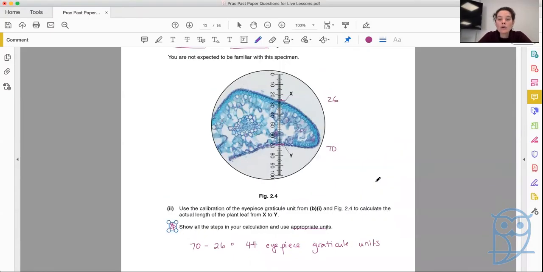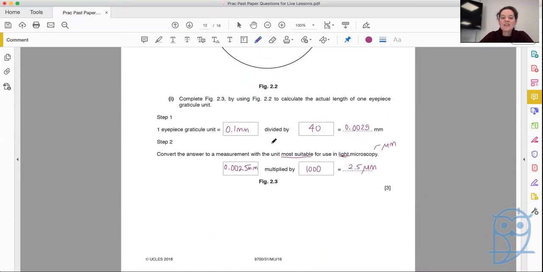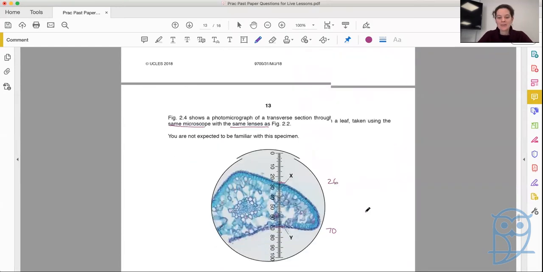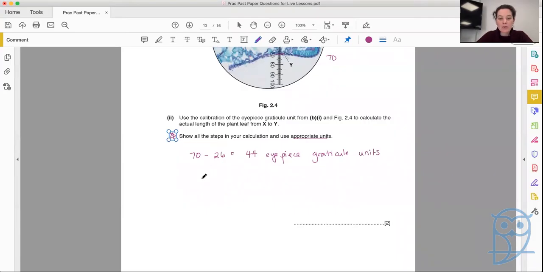We, however, know, because we've calculated, that one eyepiece graticule unit equals 2.5 micrometers. So we can go back here and say, if 1 is 2.5, then 44 is 44 times 2.5, which is going to give us 110 micrometers. Units again, important. So let's be biologists, we'll put it in there as well. So 2.5 times 44 gives us 110. So the length from X to Y is 110 micrometers.